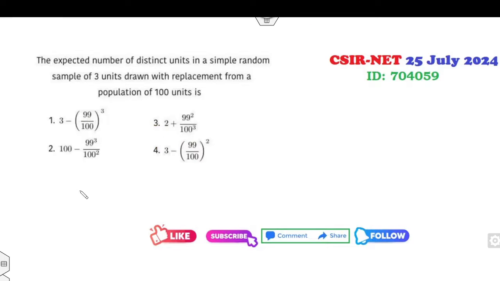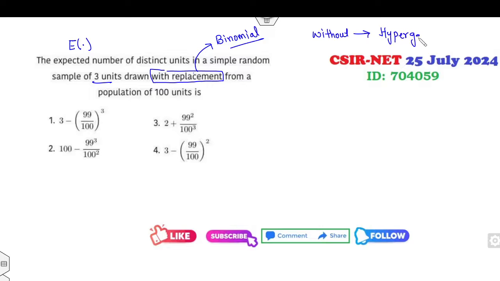Okay, the expected number of distinct units in a simple random sample of 3 with replacement. Your target is to find the expected value. What comes to your mind when you think about with replacement? That is a binomial distribution. Whenever they talk about without replacement, then you are talking about the hypergeometric distribution.